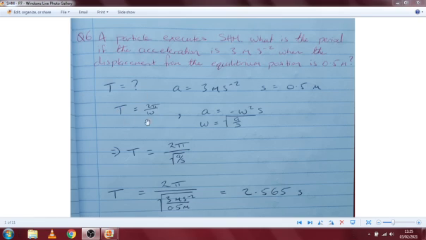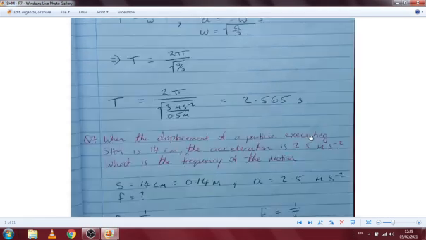I know my period. This is the one I'd like to use. T is equal to 2 pi over omega. However, I don't know what omega is, so I can use this other formula, the acceleration from simple harmonic motion formula: A is equal to minus omega squared S. So when I do my algebra, because I need omega, not omega squared, I get omega is the square root of A over S. So I combine the two formulas, replacing omega with this. So I get 2 pi over the root of A over S. I know A is 3 and S is 0.5. So I substitute it in and do the whole thing together, and I get my period is 2.565 seconds.